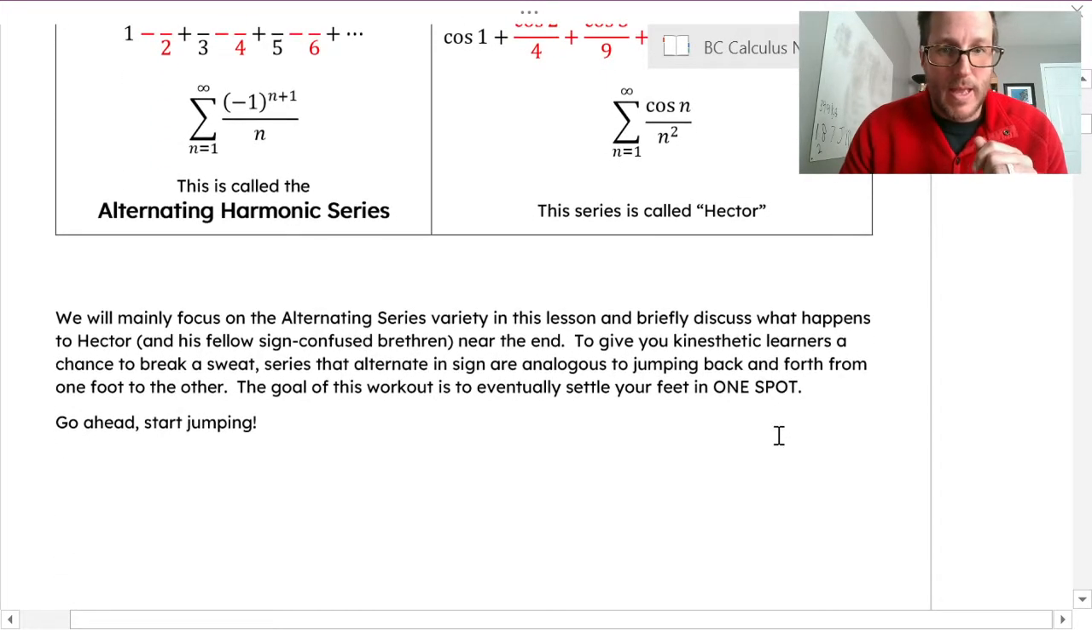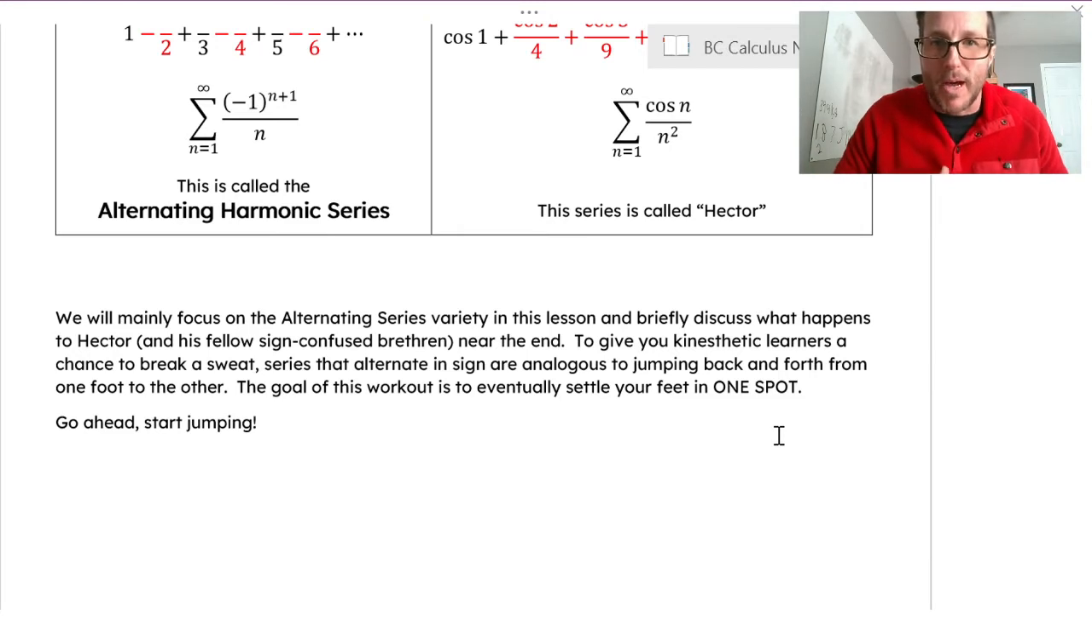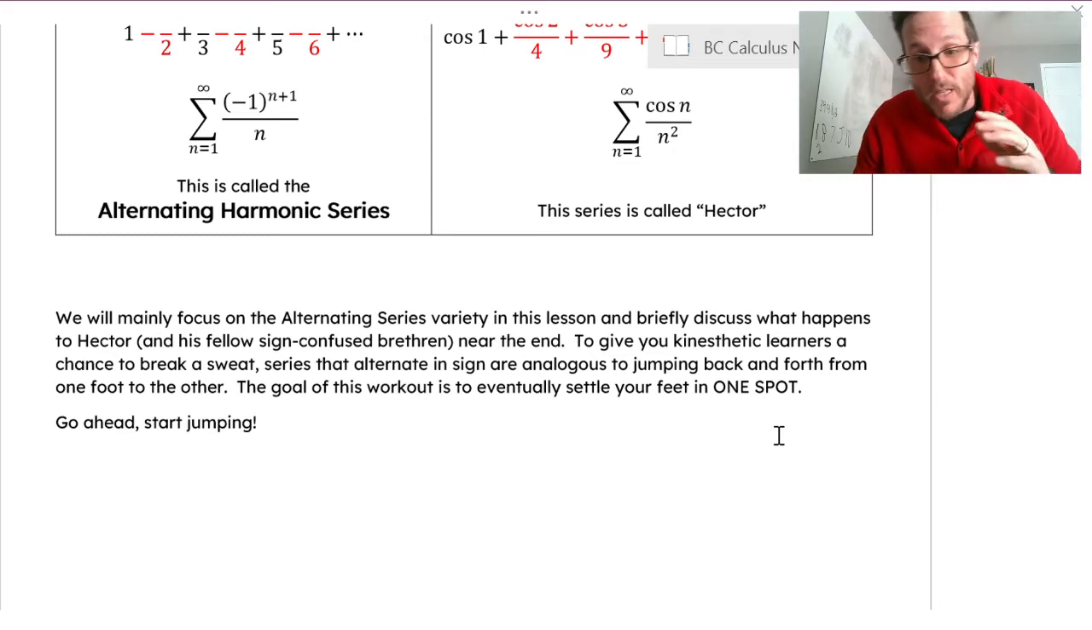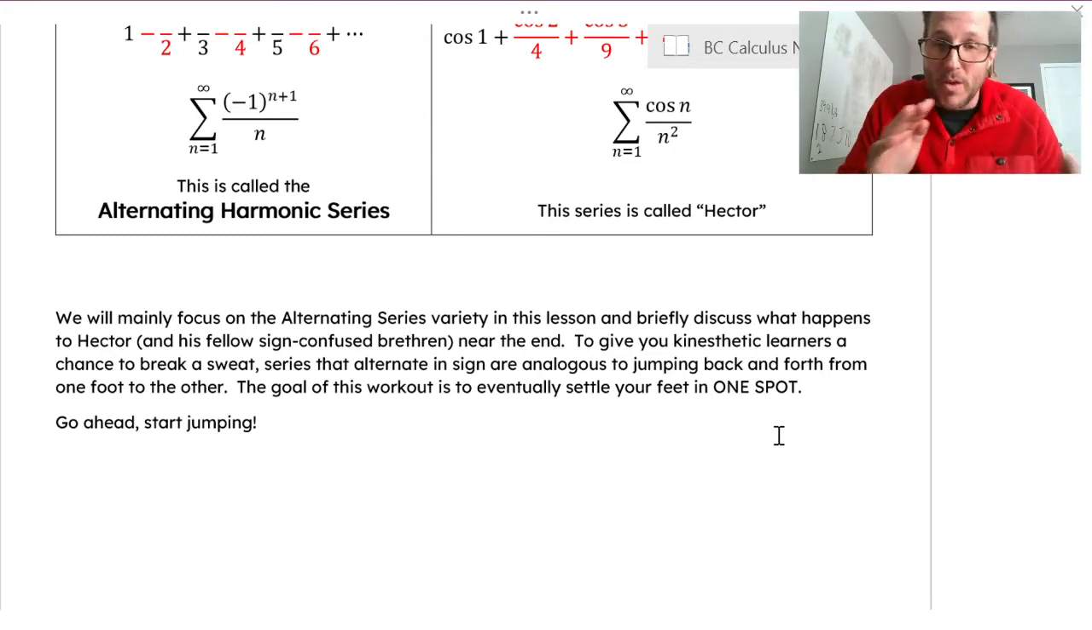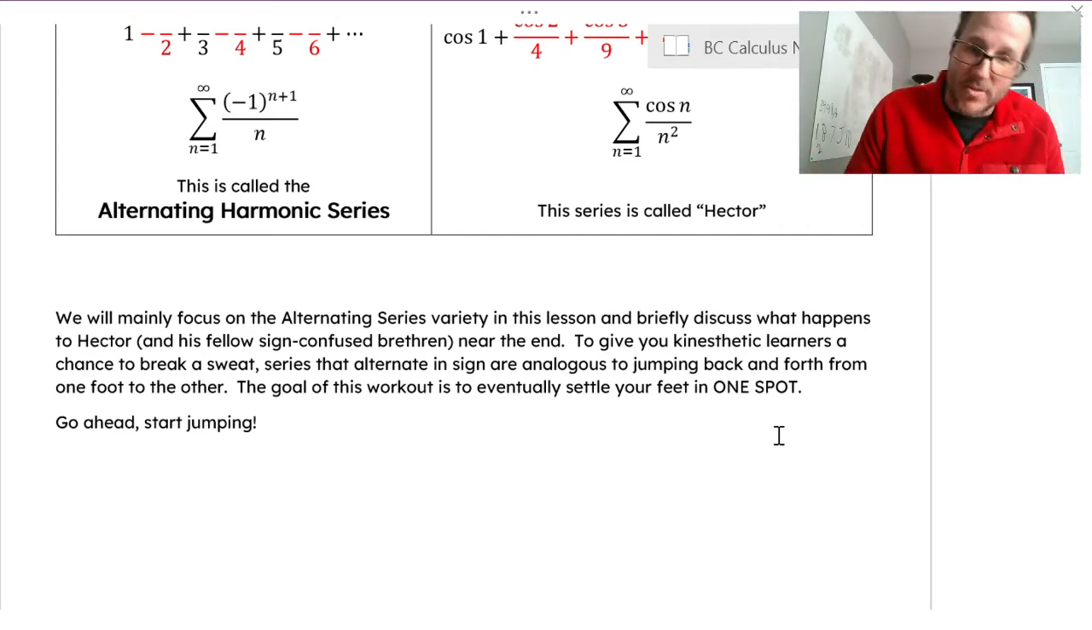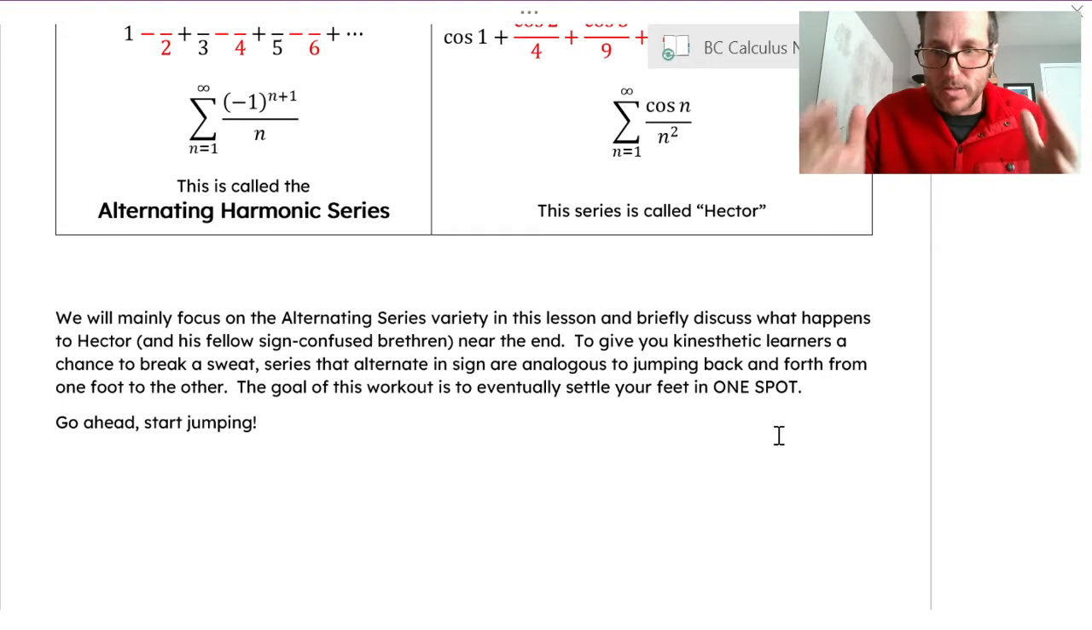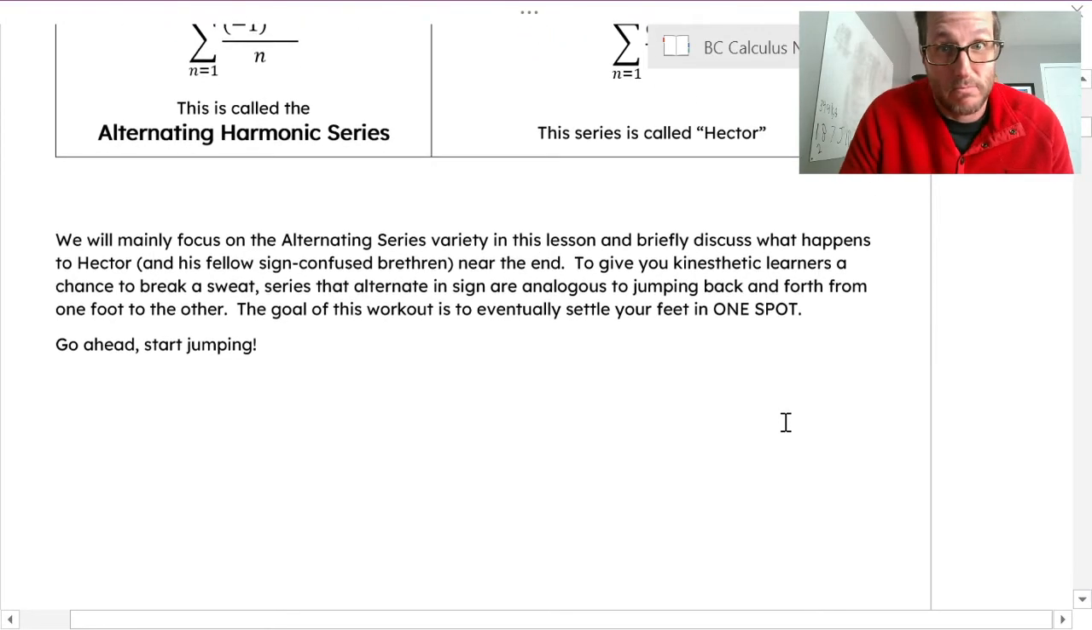All right. So think about what's happening here with an alternating series. Since the terms are bouncing back and forth, positive to negative, I like to work out. I like to jump around. Maybe you do too. Think about an alternating series as jumping back and forth from one foot to the other. Jump in the positive direction, jump in the negative direction. Jump in the positive direction, jump in the negative direction, back and forth. So the goal of the workout is to eventually get our feet to settle onto one spot, to converge to one spot. So we're going to do this workout to make the analogy to a convergent alternating series. So maybe you want to pause the video and start jumping. I don't know. We'll see.